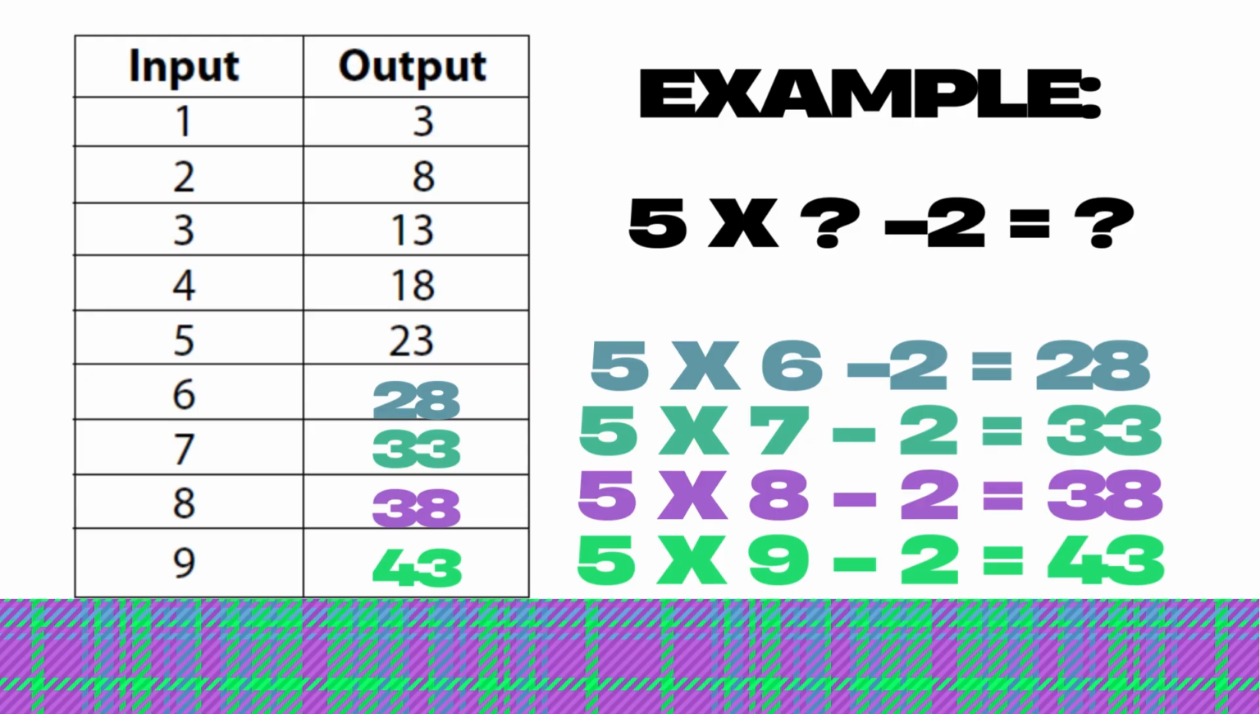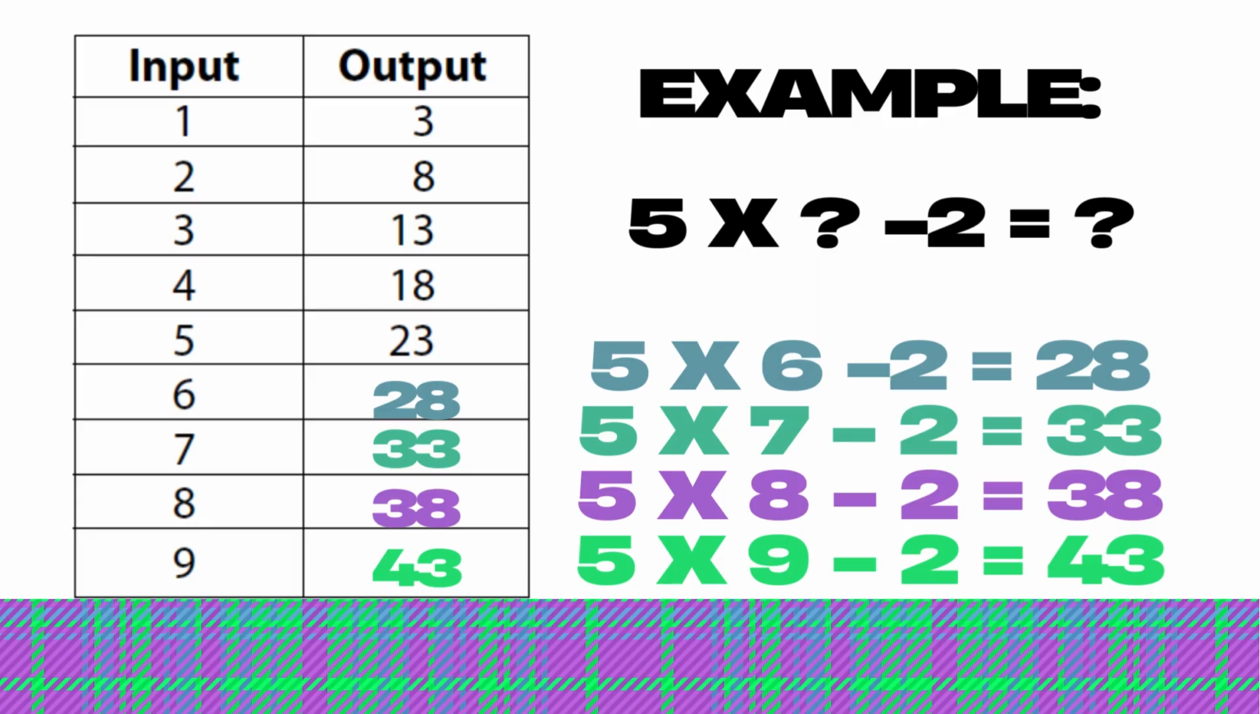Welcome back. I hope you enjoyed finding those answers and that you had success. Here you can find the output answers. When the input is 6, the output will be 28 because 6 times 5 equals 30. Subtract 2 would get you 28. When the input is 7, the output will be 33. 7 times 5 equals 35. Subtract 2 and you would have 33.